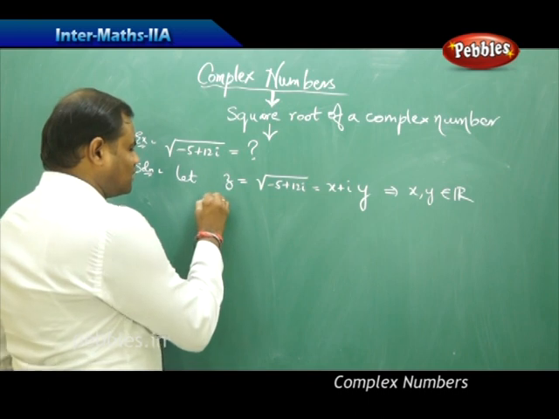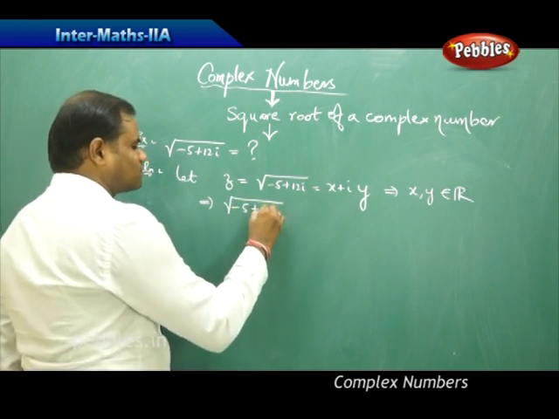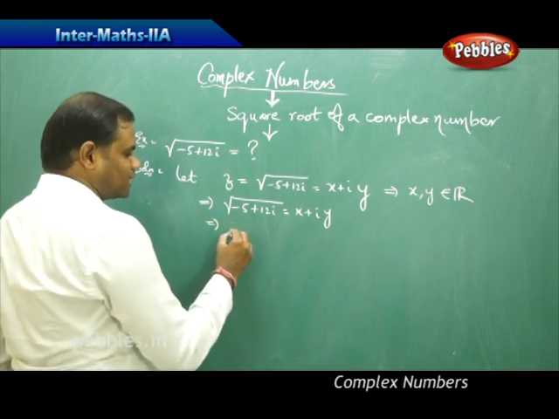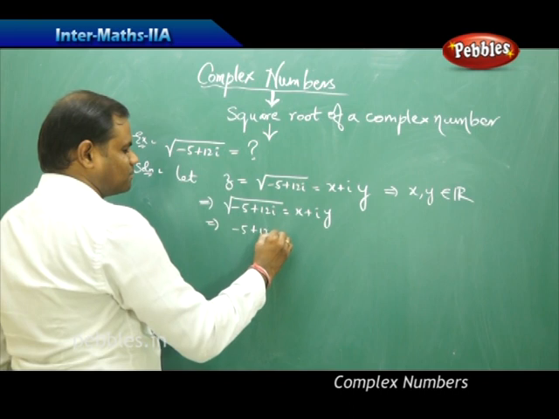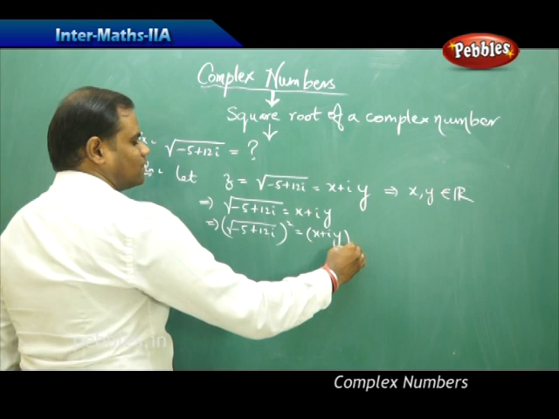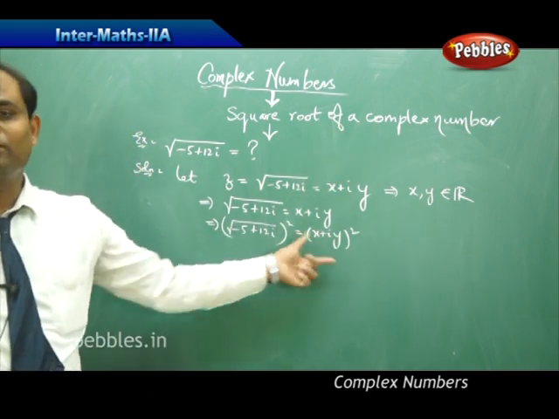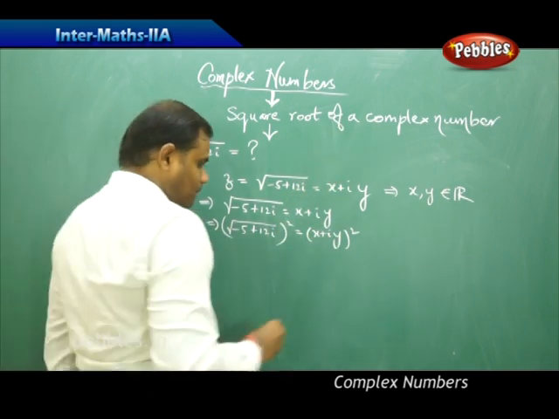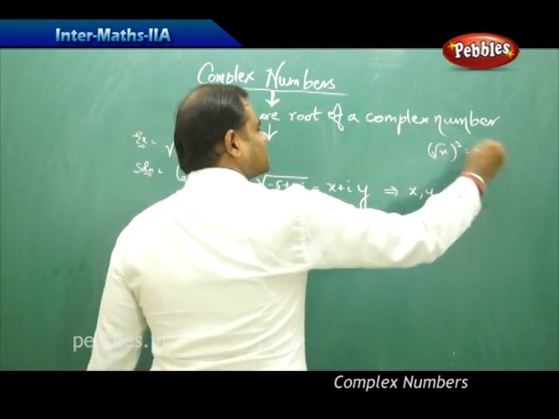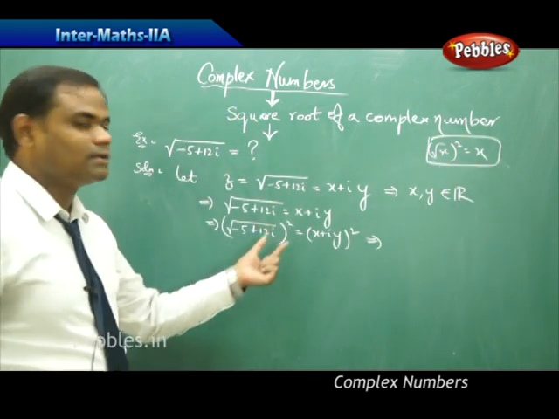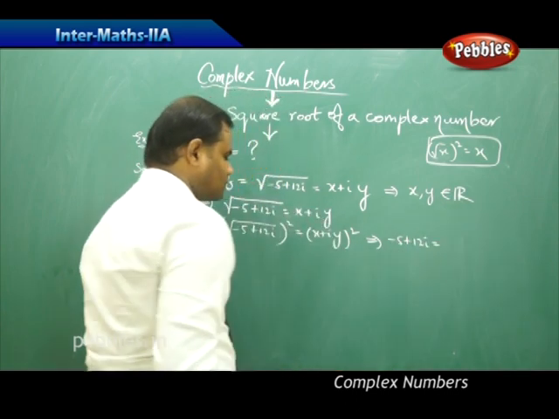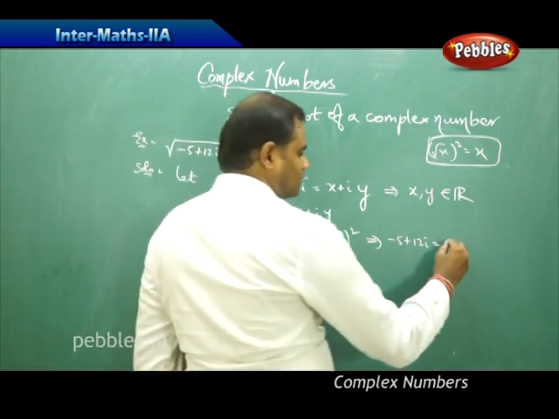So that implies the root of -5 + 12i is x + iy. Squaring on both sides, I get (√(-5 + 12i))² equal to (x + iy)², because I'm squaring on both sides of the equation. Now when I square the square root, I get (√x)² is x. Therefore, the square root of a number squared is the number itself. That implies -5 + 12i will be equal to (x + iy)².